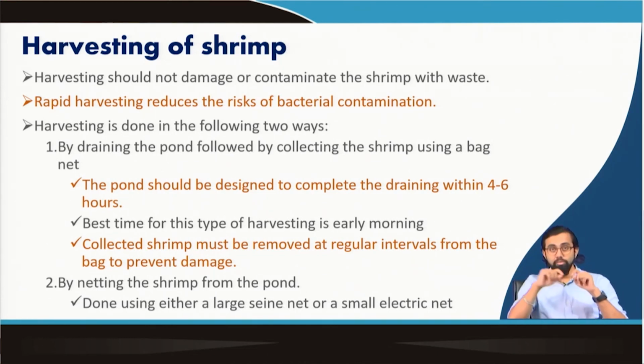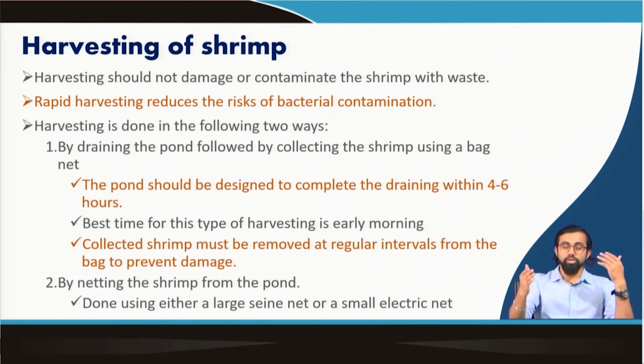First, by draining the pond, followed by collecting the stream using a bag net. Suppose you get rid of one side of the dike and open the sluice gate, the water goes to the drainage canal, and you put a bag net there. So, what will happen? All the streams can easily be collected. That is one of the easiest ways.